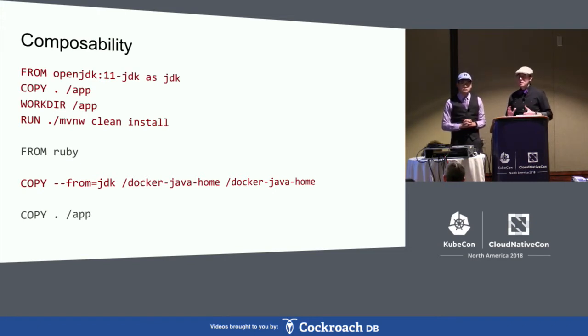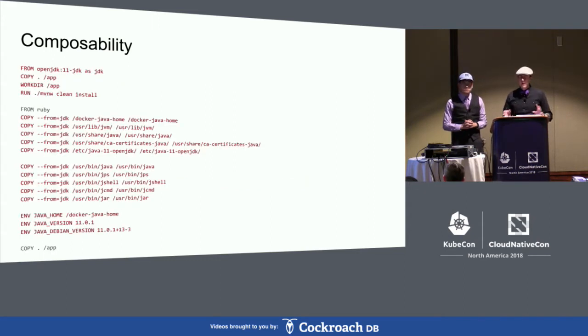So this is what that might start to look like. I'd take my OpenJDK image, I'd do my Java Maven stuff, and then I'd go to my Ruby image and I'd do a copy from, and I'd copy that Docker Java home directory. But there's a problem. That Docker Java home directory is actually a symlink, and inside of that directory are more symlinks, and copy from doesn't follow symlinks. So I actually have to copy a bunch of other directories, and I have to know what those directories are. I have to copy my certificate bundle and some configuration. I also have to copy the binaries themselves from user bin. So there's a whole bunch of knowledge I need to have about what that image looks like.